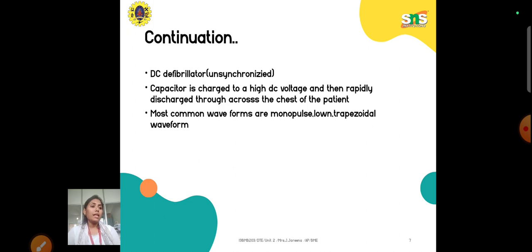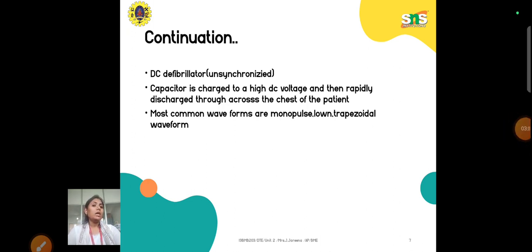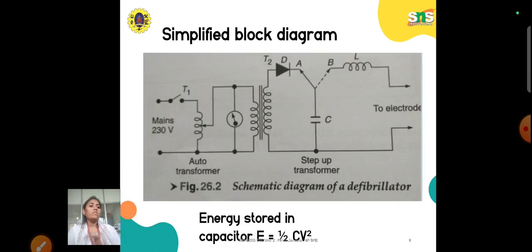In the next class we will be discussing what a defibrillator is in detail. Before that, we will see the principle of the defibrillator. For that, first we will see the schematic diagram of the defibrillator.